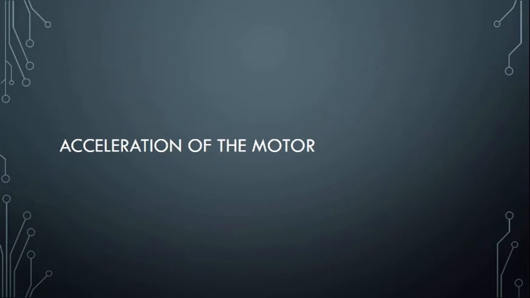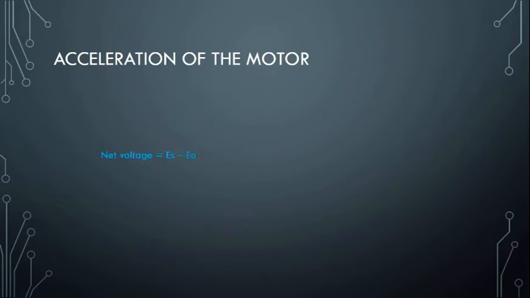Now how does this DC motor accelerate? We have seen the net voltage acting in a DC motor is the supply voltage minus the back EMF, or the EMF induced in the armature, and the current is given by ES minus E0 divided by RA. RA is the resistance of the armature, which is practically very small, less than 1 ohm in any kind of DC motor. This is standard. Now at the initial condition, E0 is 0, right?